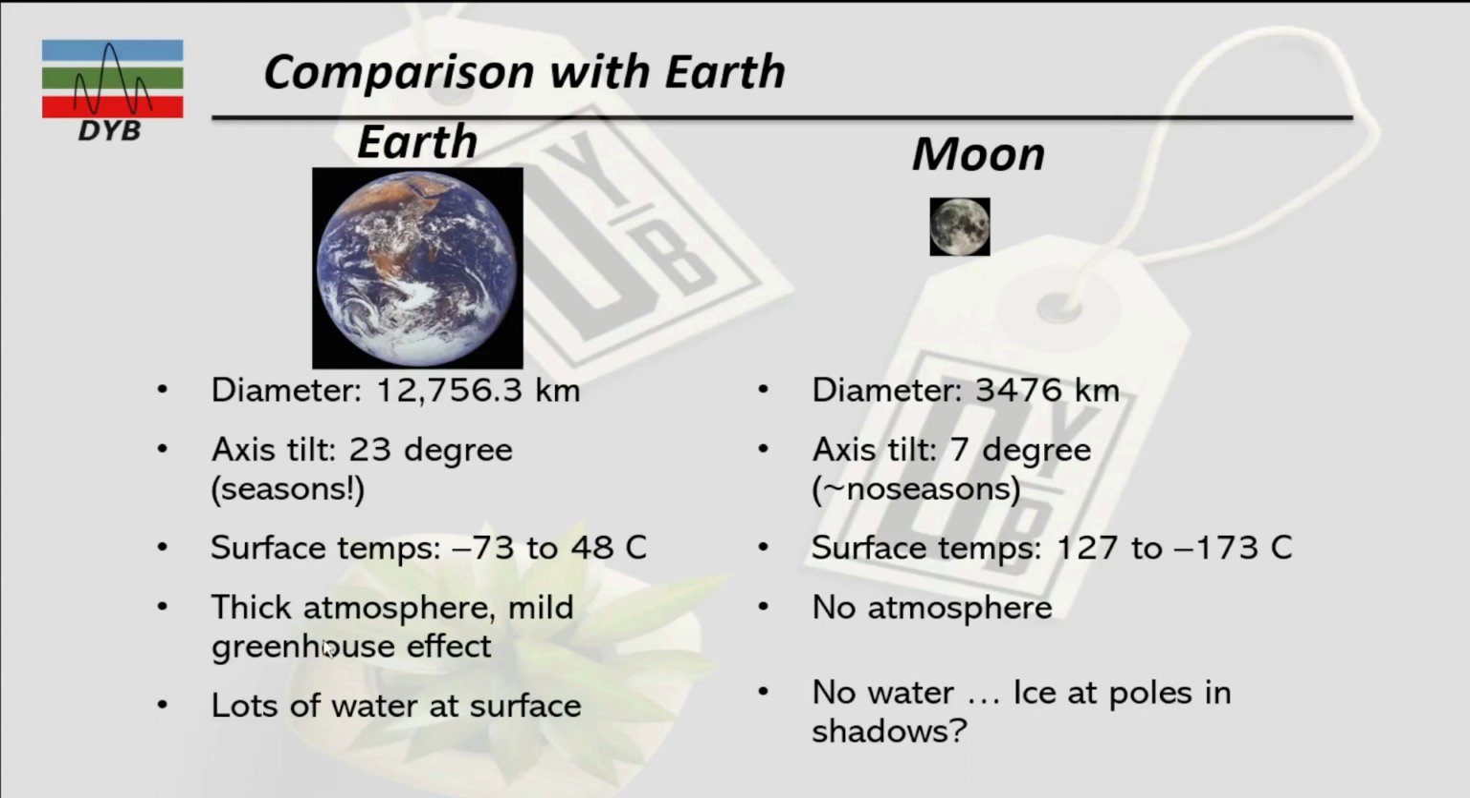And on Earth there is a thick atmosphere and a mild greenhouse effect. Obviously, we are protected by the atmosphere around the Earth, but there is no atmosphere on the moon. Earth has lots of water. As you know, 70% of the Earth is covered with water. But if you look at the moon, there is no water. There is some ice in the polar shadows, but it's still not sure.